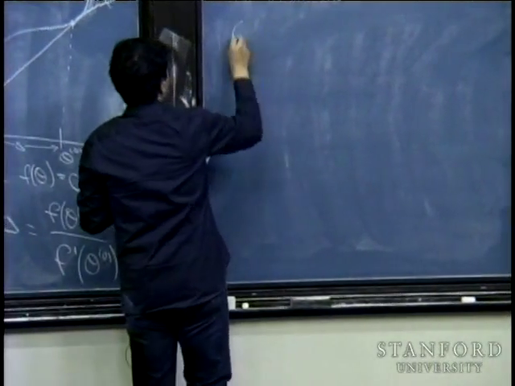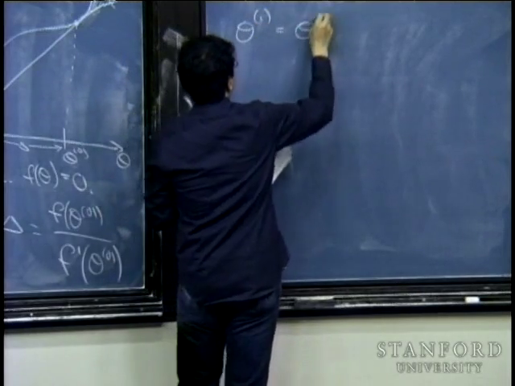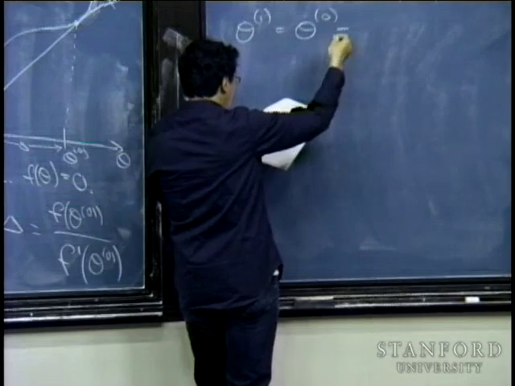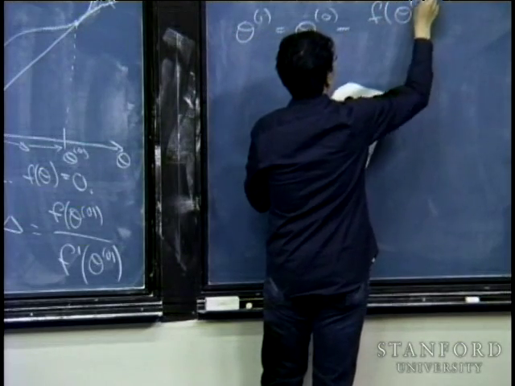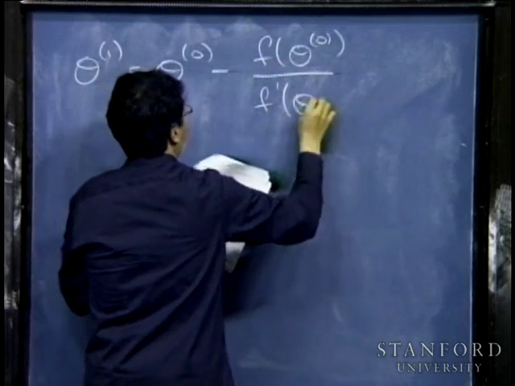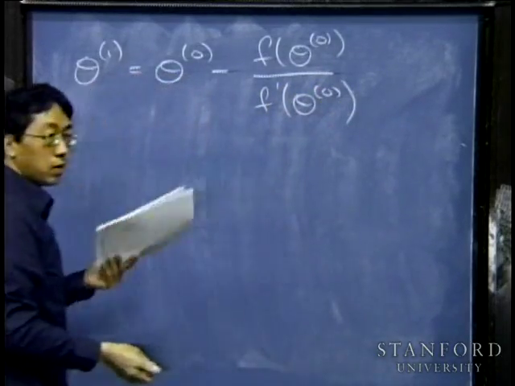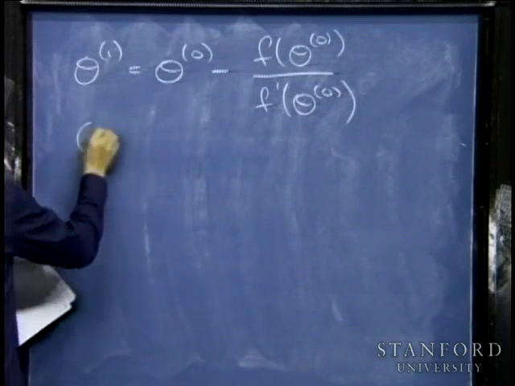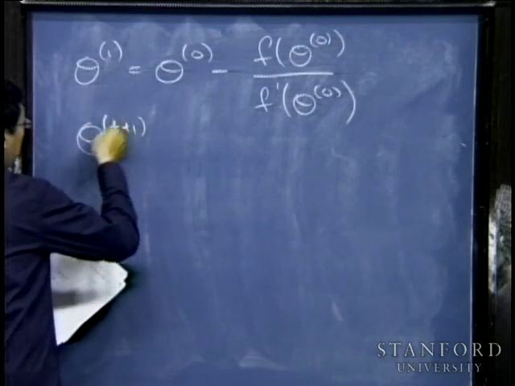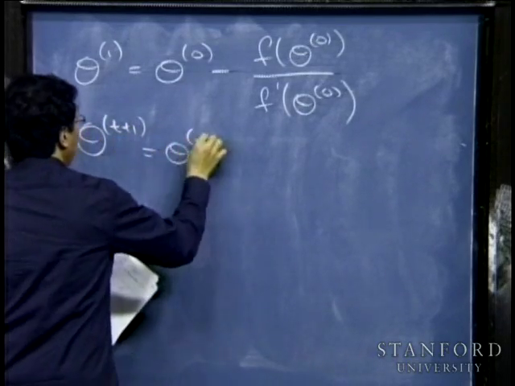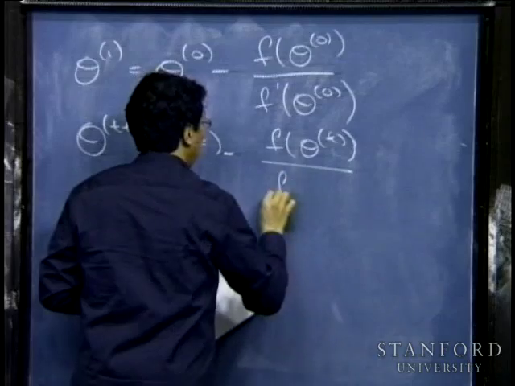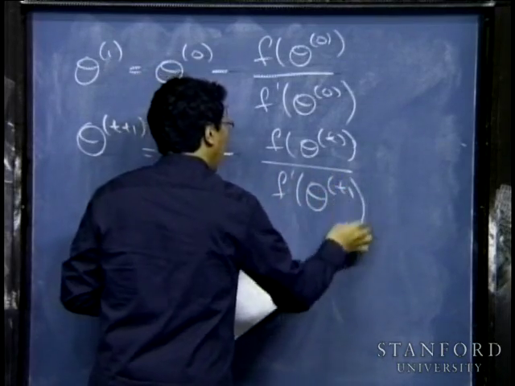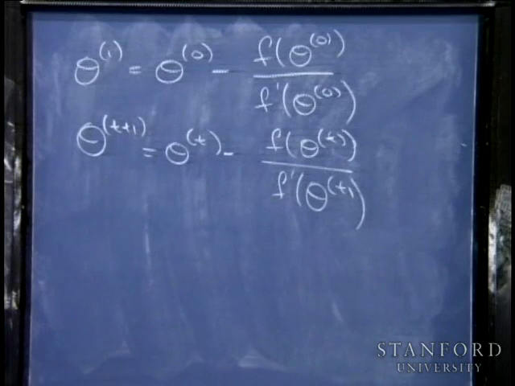And so theta 1 is therefore theta 0 minus the capital delta, which is just theta 0 minus f of theta 0 over f prime of theta 0. Right? And more generally, one iteration of Newton's method proceeds as theta t plus 1 equals theta t minus f of theta t divided by f prime of theta t. Okay? So that's one iteration of Newton's method. Does that make sense?